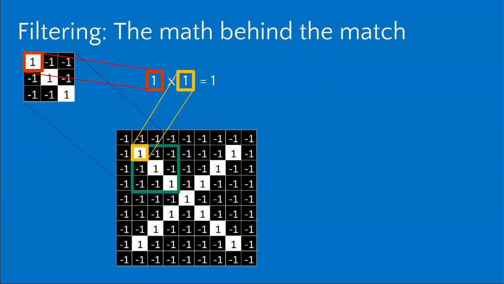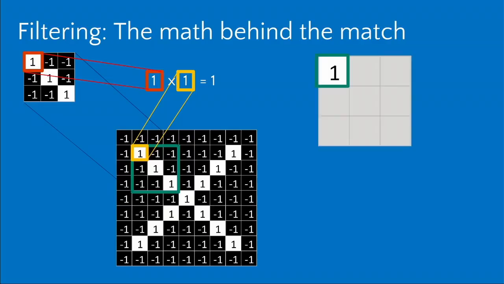Here, for instance, we start with this feature of the arm of the X leaning left. We align it with this arm on the image, and we start with the upper left pixel, and we multiply both values. 1 by 1 equals 1. Now, because we started with the upper left pixel, we can keep track of our answers here. So this pixel, when multiplied, equals 1.